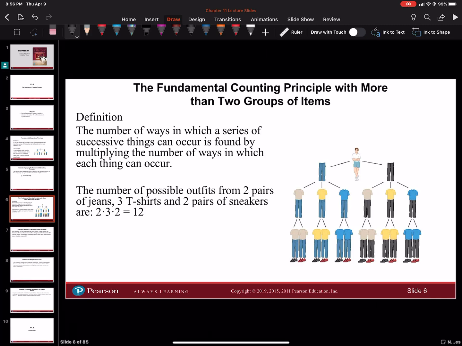So let's say I had 2 pairs of pants, 3 shirts, and 2 pairs of shoes. Now we have another additive. I have 2 pants, 3 shirts, and 2 pairs of shoes. So it'll be 2 times 3 times 2, which gives us 12. So basically you're doing the same exact thing, but you just have multiple different things that you can use. So keep that in mind.